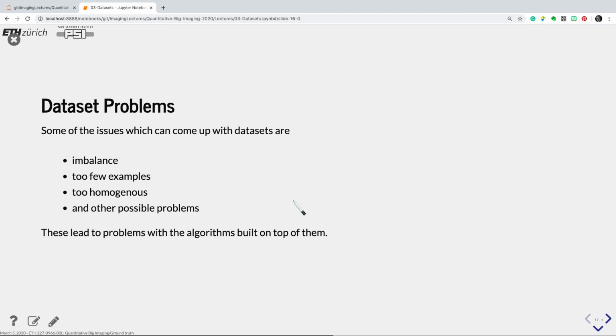Then we have problems with our data sets. So, I already mentioned the imbalance, which comes back all the time. You may have too few samples. The samples may not be homogeneous, so you don't really have a representative collection for all cases. And there may also be other problems like artifacts, etc., which make life even harder. So that gives you also a headache when you start implementing algorithms. You have to really take care of handling these cases.